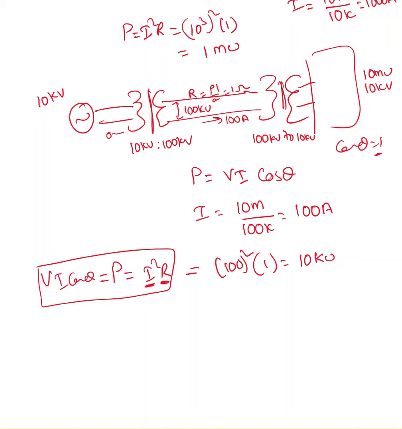See, it used to be 1 megawatt. Now it is only 10 kilowatt. So it almost reduced 100 times. That means we are saving that much fuel on the generator side, and the life of this line is going to increase. So that's the advantage of a transformer. A transformer will reduce losses in the transmission line.